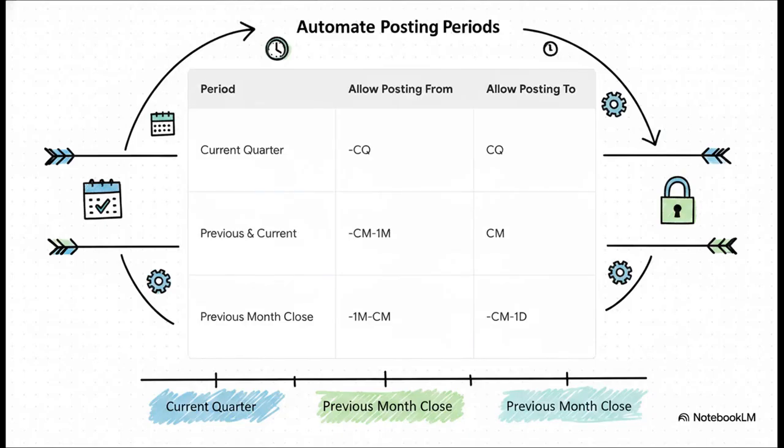And this brilliantly illustrates how we can get even more advanced with it. Let's say you want to lock in the current quarter. You just use minus CQ to CQ. Want to leave the previous month open while you're closing alongside the current month? Use minus CM minus 1M to CM. And for that classic previous month close scenario, you set the from date to minus 1M minus CM and the to date to minus CM minus 1D. It perfectly isolates that past month without any manual intervention whatsoever.